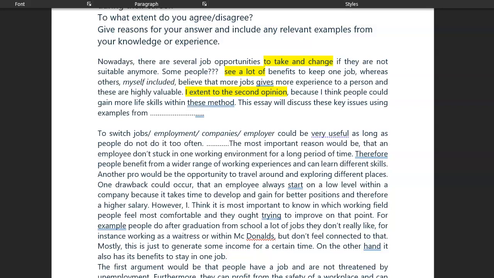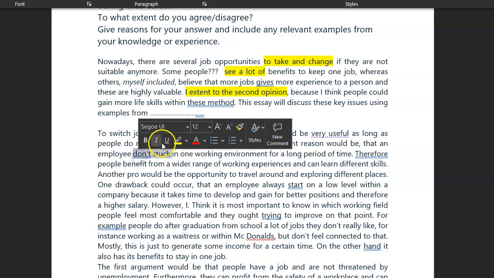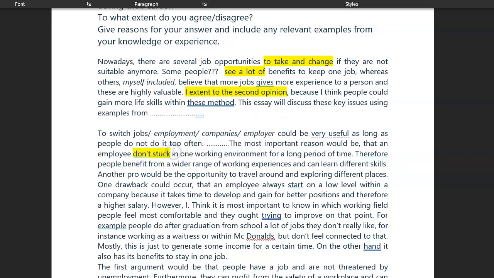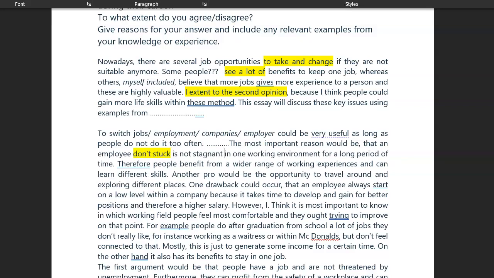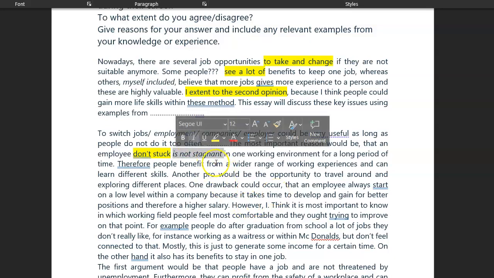So upgrade the language. The most important reason would be that an employee, now don't stuck, hang on, doesn't get stuck, but again, that is definitely too informal. Okay, an employee is not, we can't contract, no, you can't shorten it, is not stagnant, be a quite nice word, in one working environment for a long period of time. So if I'm using words that you're not sure of, please write them down, translate them, make sure you use them again, is the best word.